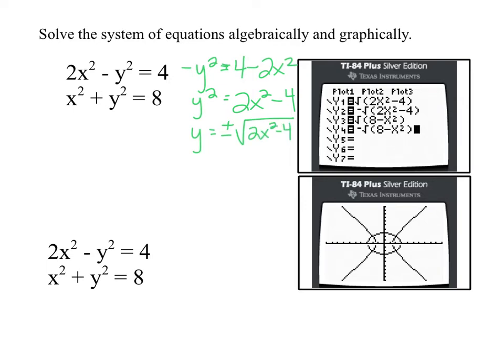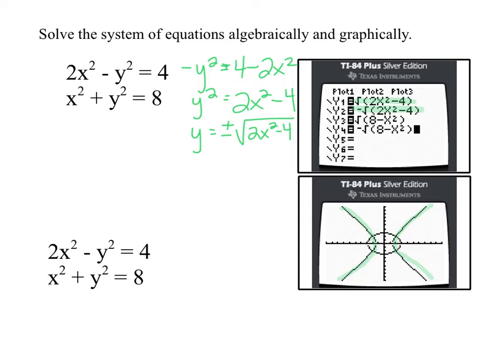If you want to type that into your calculator, you're going to type in two different equations: the positive square root of 2x squared minus 4 and the negative square root of 2x squared minus 4, just like that, into your y equals menu. And you will see down here in the actual graph that's going to be the hyperbola, because there's a minus in between. That's represented by this hyperbola right here that I highlighted in green.